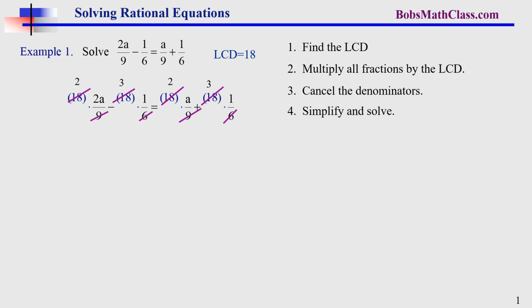And now we'll simplify. 2 times 2a, 4a, and then 3 times 1 is 3. Keep the minus sign in the middle. On the right hand side, 2 times a is 2a. 3 times 1 is 3. Move the 2a to the left hand side and the negative 3 to the right hand side, so you should get 2a equals 6. Divide by 2, and we get a equals 3.